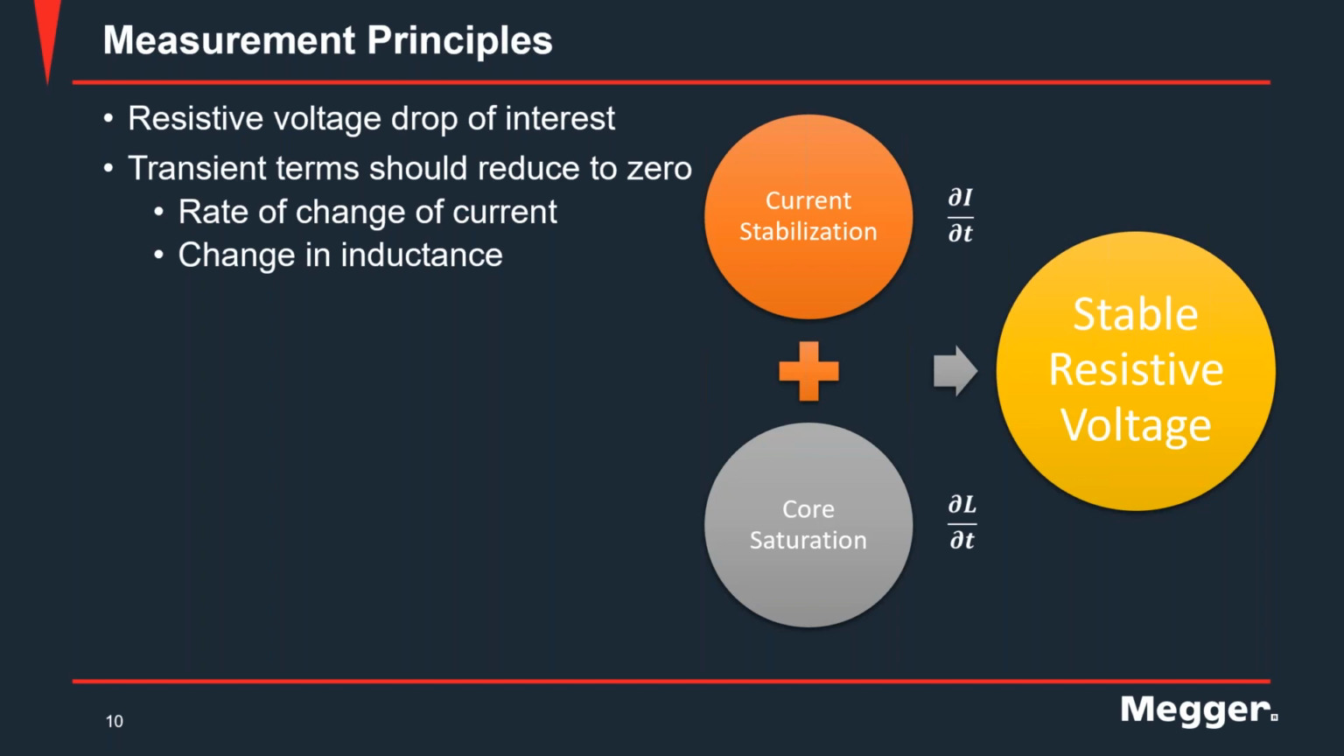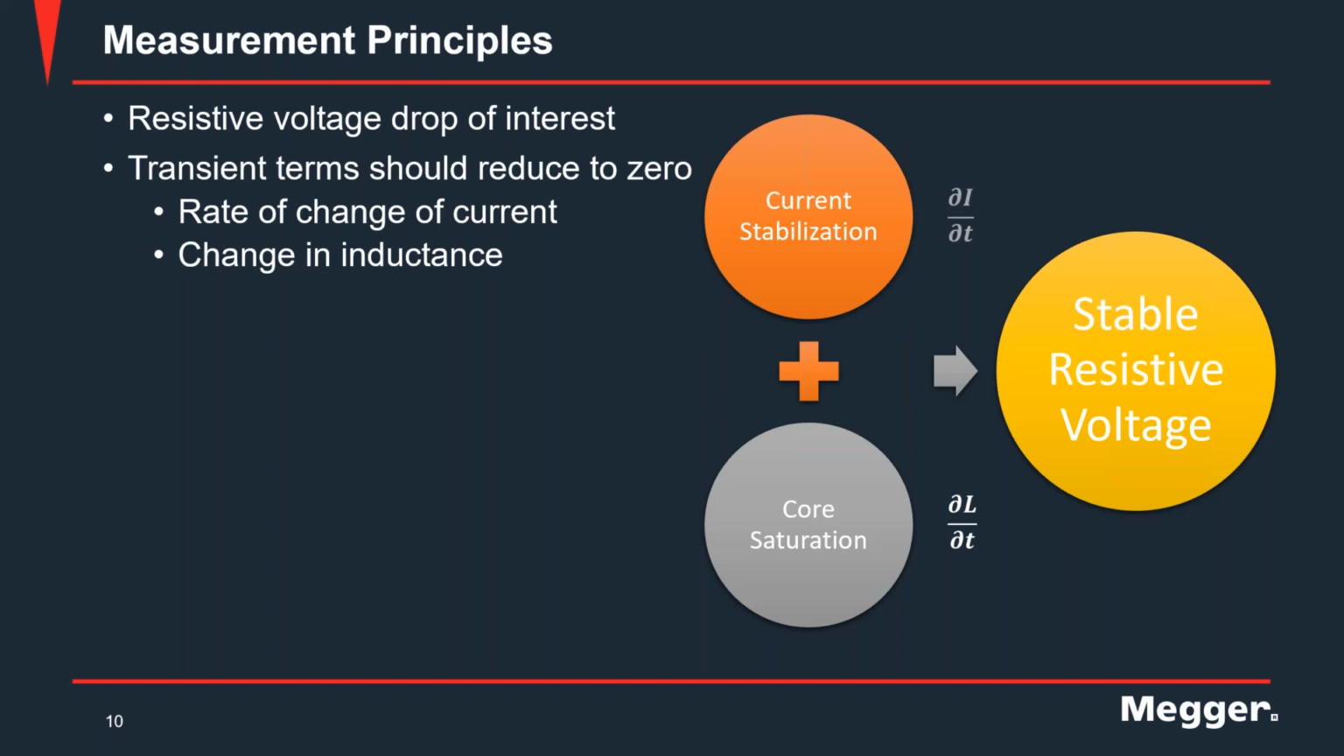Both those terms: di/dt, the first one, is the rate of change of current, and the next one, dL/dt, is the rate of change in inductance. There are two different aspects to discuss here. What is the best way to make sure that the rate of change of current goes to zero? That is by ensuring that you're achieving proper current stabilization. And when you want to make sure that the change in inductance is zero, that is done by ensuring that the transformer core is saturated.